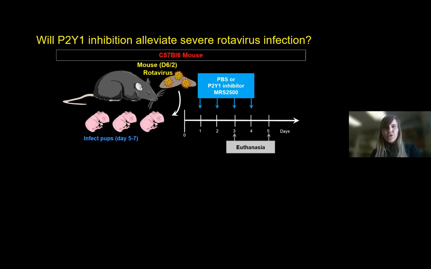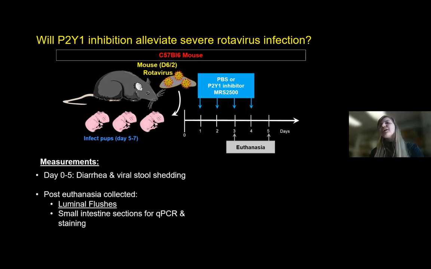And similar to what I showed you in the last slide, we then start to treat them with either our vehicle or our P2Y1 inhibitor. And then we collect them at day 3 and 5 post-infection. And we assess daily their diarrhea and viral stool shedding. And then post-euthanasia, we collect the small intestine to assess host responses.